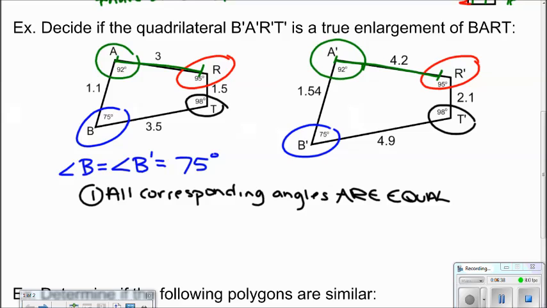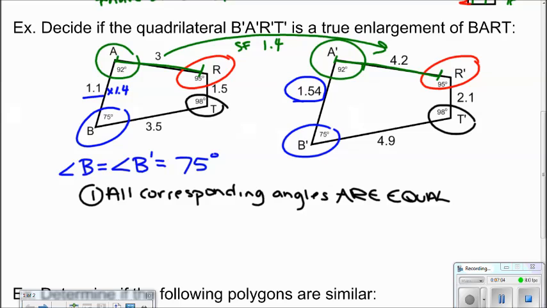So now we're going to look at corresponding side lengths, and again, using colors will be helpful. From A to R, or green to red, we have a length of 3 going to a length of 4.2, so it is an increase. The way that we find what that increase is, we go 4.2 divided by 3, and so 3 times the scale factor of 1.4 gives us the new side length of 4.2. We're going to check the next side length.